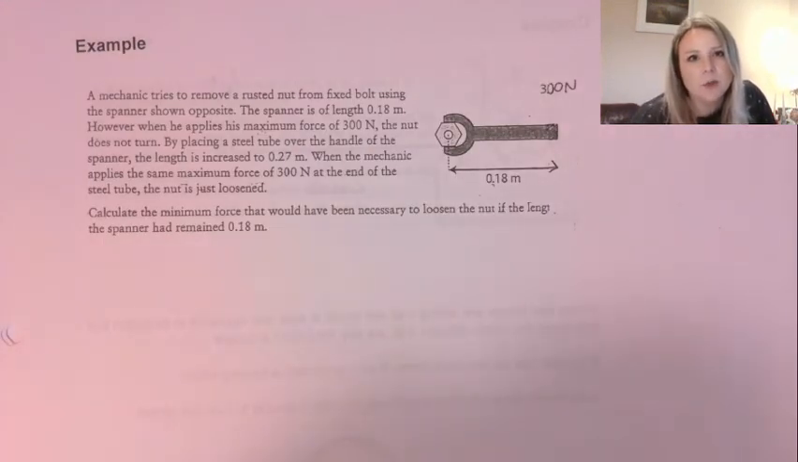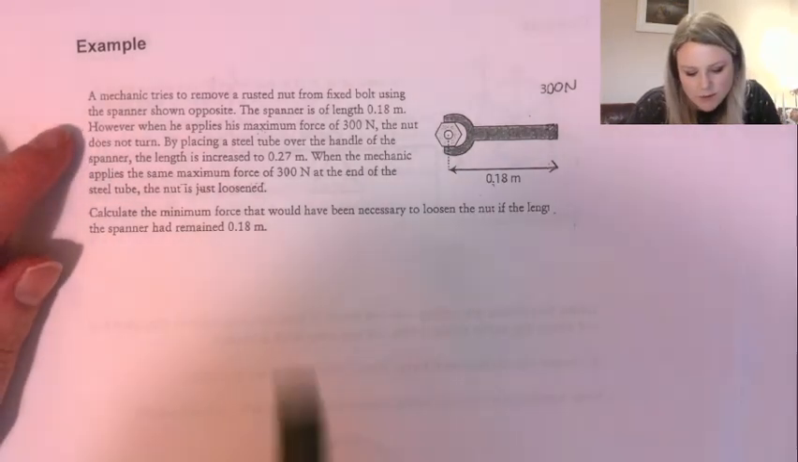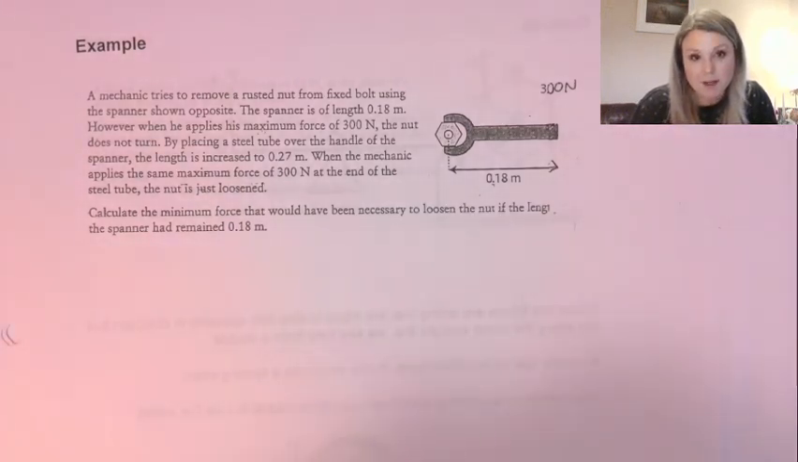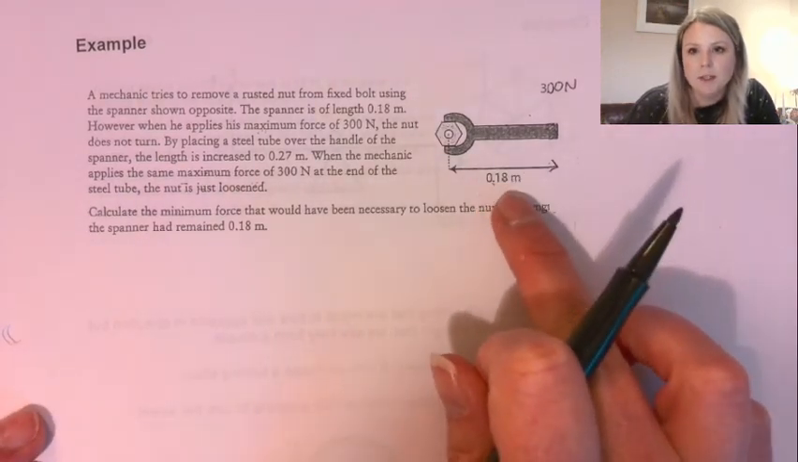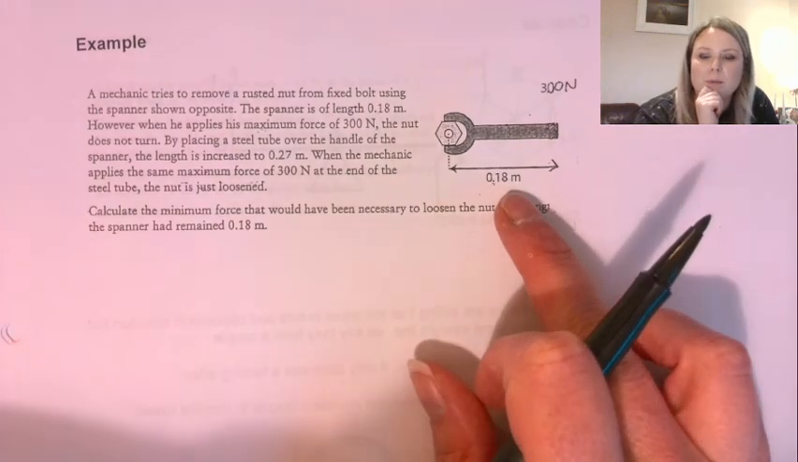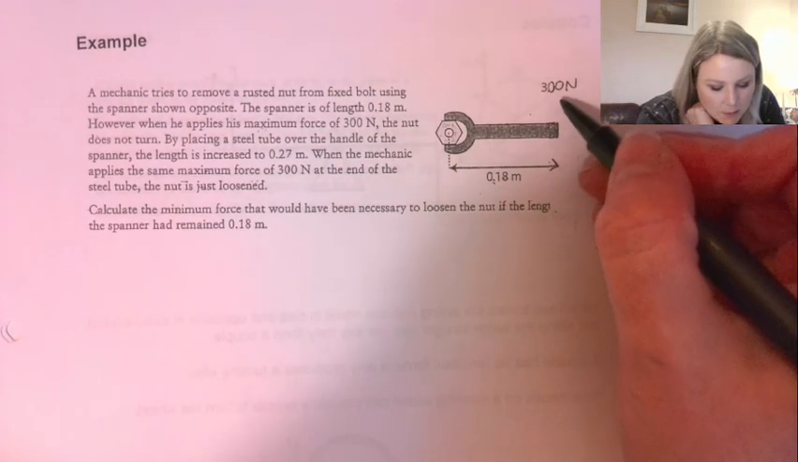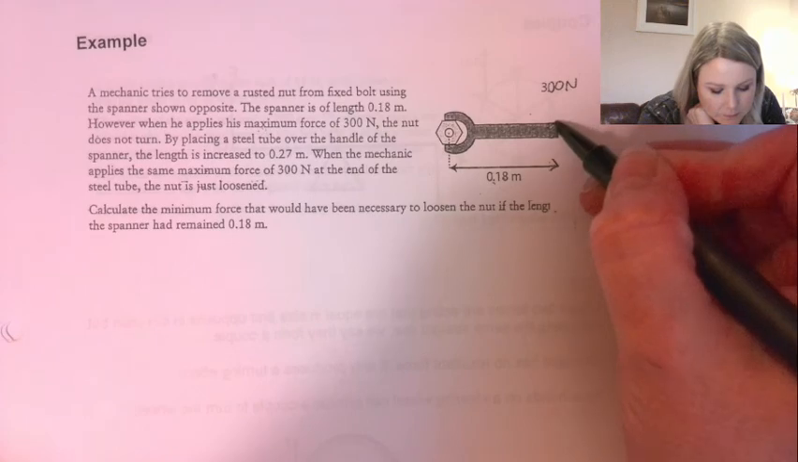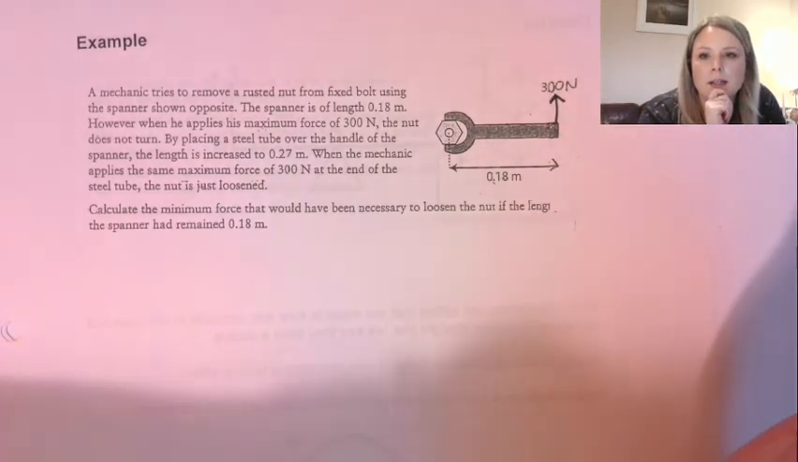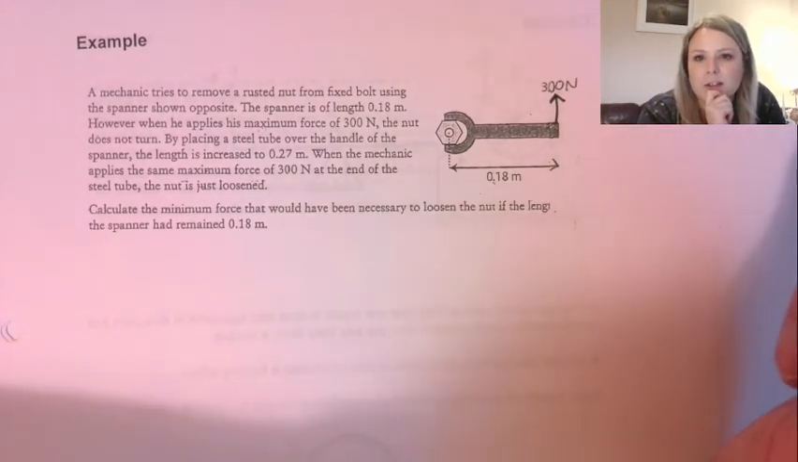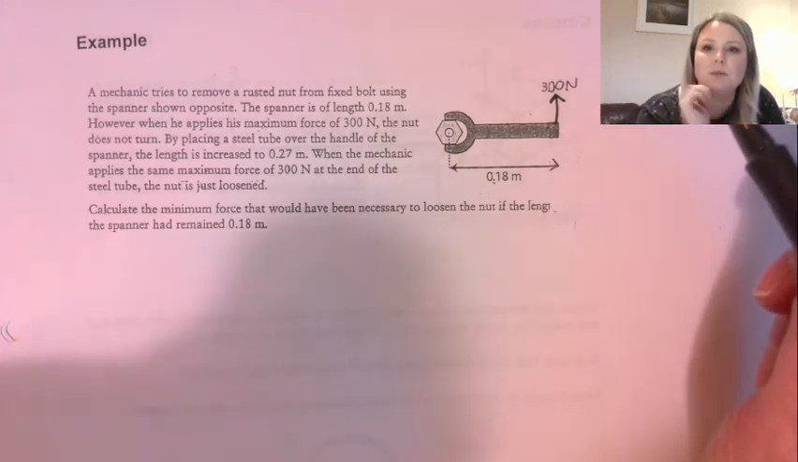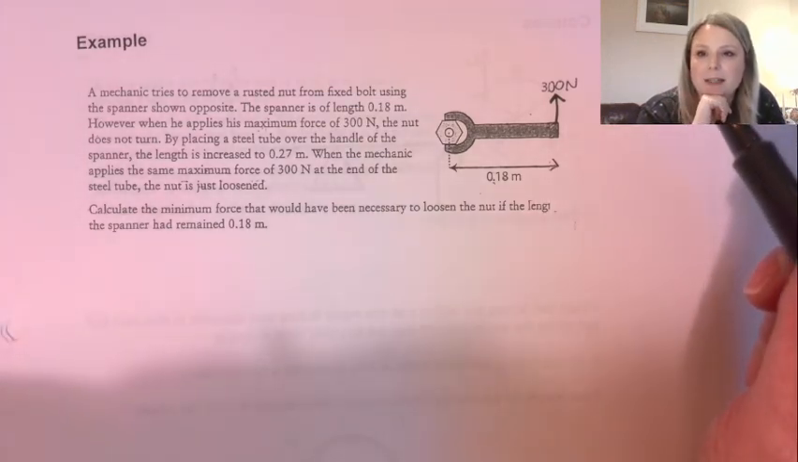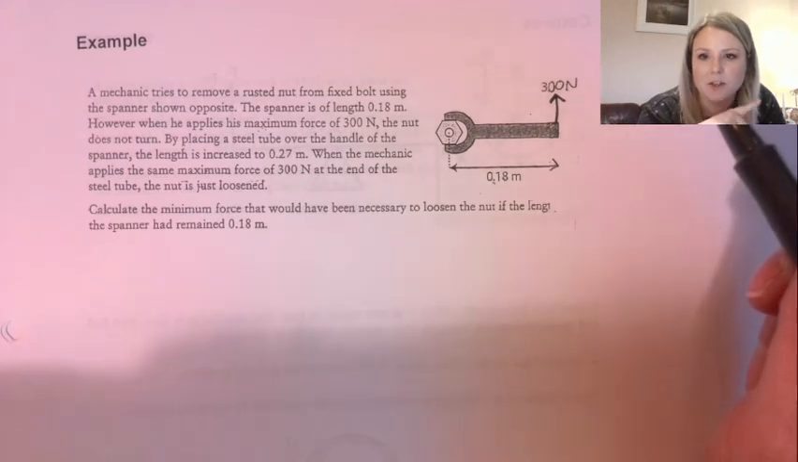Over on page 112 we've got our first example. A mechanic tries to remove a rusted nut from a fixed bolt using the spanner shown opposite. The spanner is of length 0.18 meters. However, when he applies his maximum force of 300 newtons, the nut does not turn. By placing a steel tube over the handle of the spanner, the length is increased to 0.27 meters. He applies the same maximum force of 300 newtons and it's just loosened.